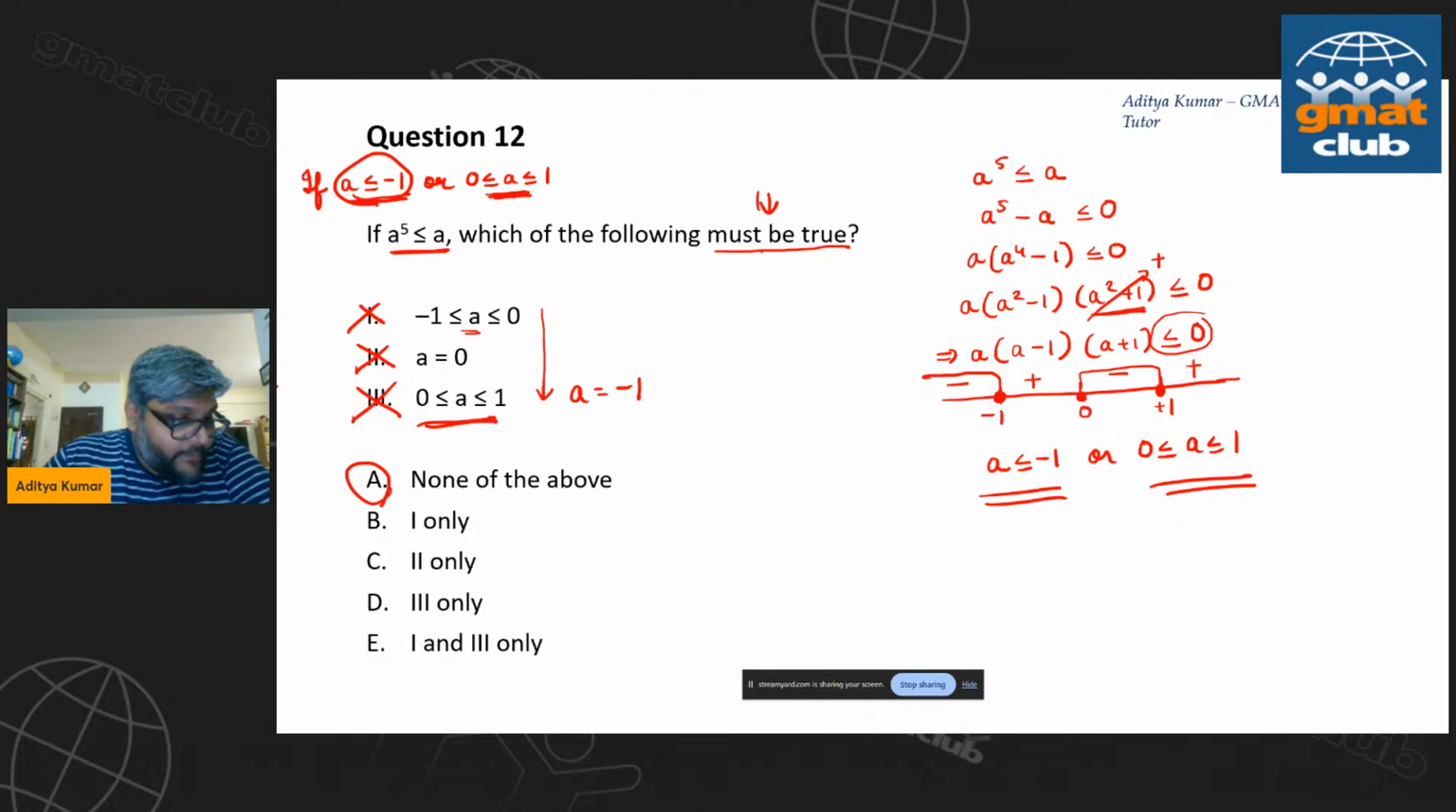Got it? So you have to be very careful. Must be true, guys. Your critical reasoning mindset should work here. I need an answer choice that caters to every possible value of the constraint.